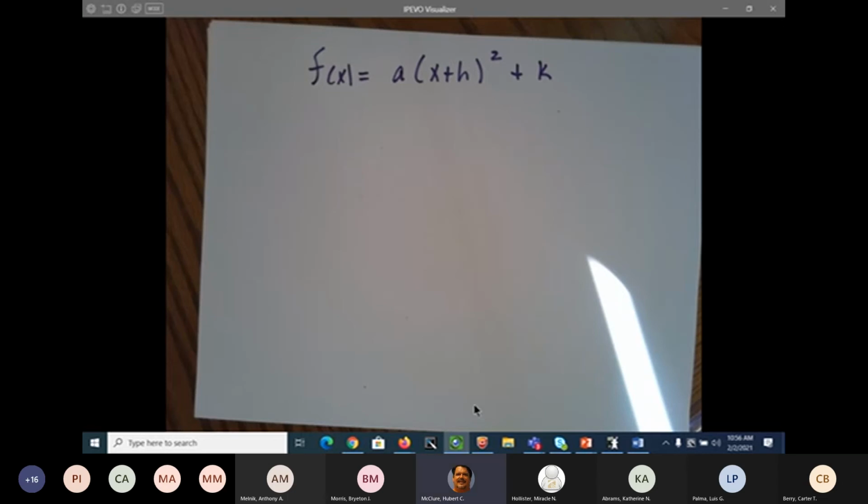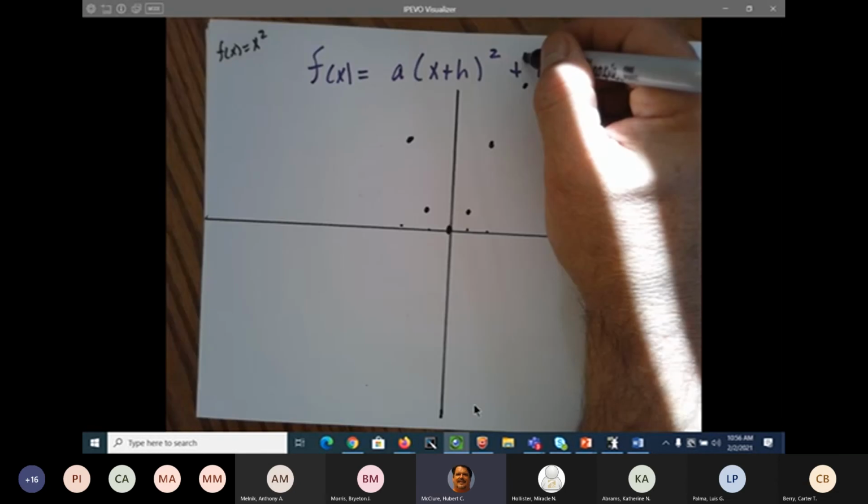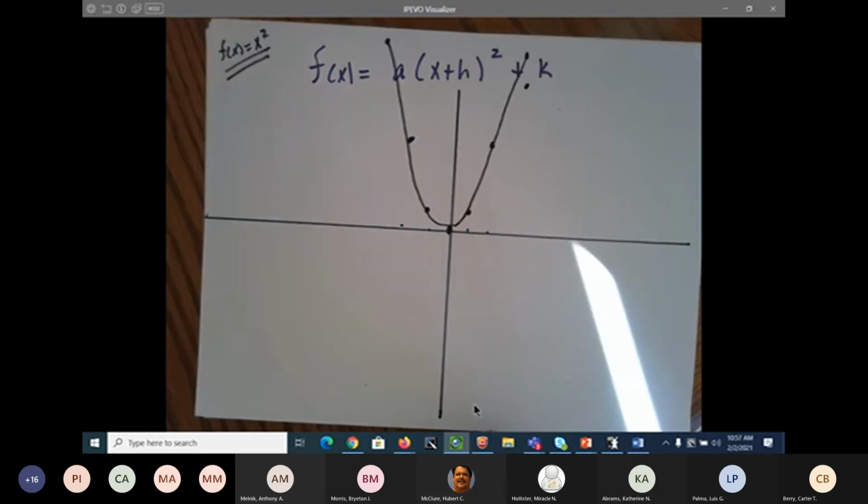So 0, 0, 1, 1, negative 1, 1, 2, 4, negative 2, 4, 3 and 9 way up here, and negative 3 and 9 way up here. So this parabola is your parent graph. That's what you're comparing everything to, that parent graph. And I'm going to give you an idea of what to do, and I want you to do this for homework.